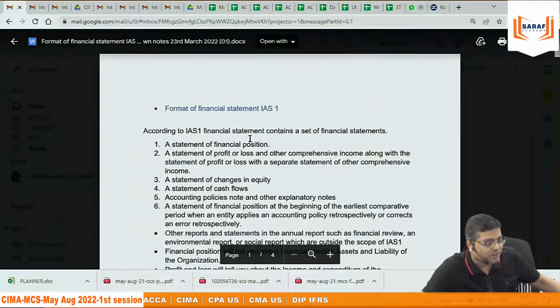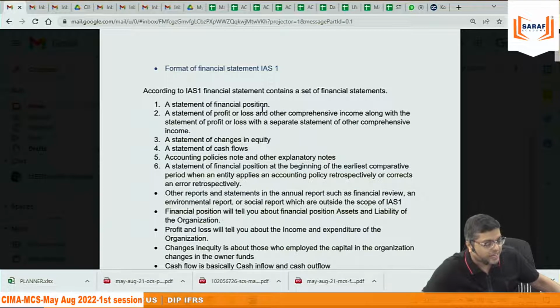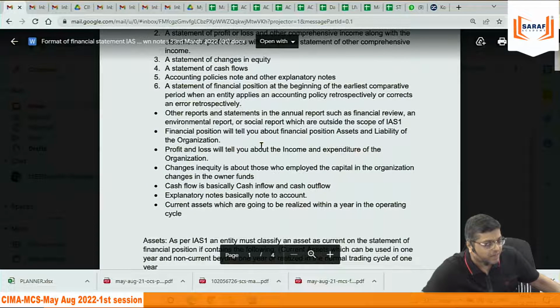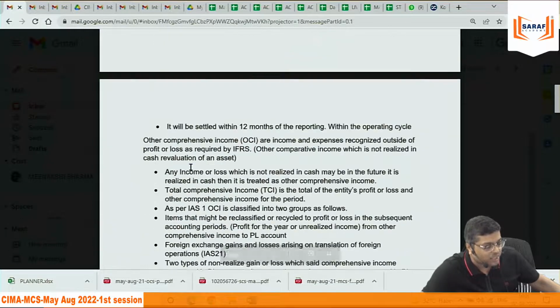According to IAS 1, financial statements contain a set of financial statements: a statement of financial position, a statement of profit or loss, a statement of changes in equity, a statement of cash flow, accounting policies and explanatory notes, other reports and all that.